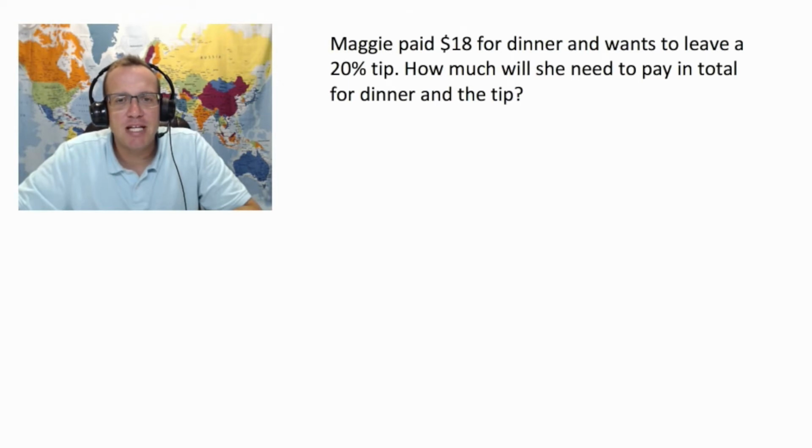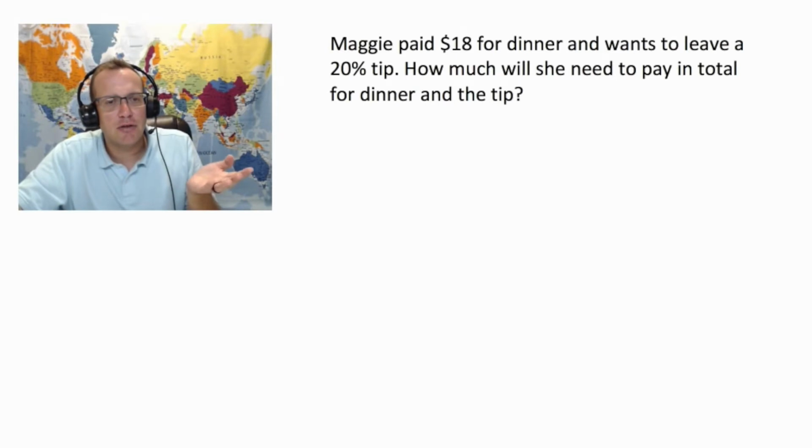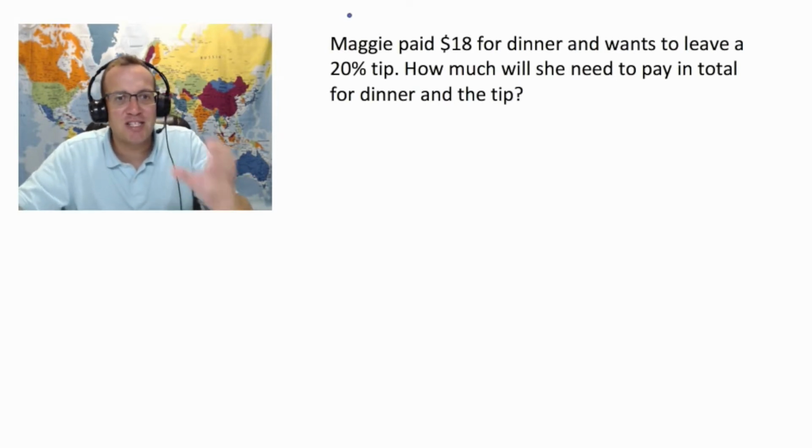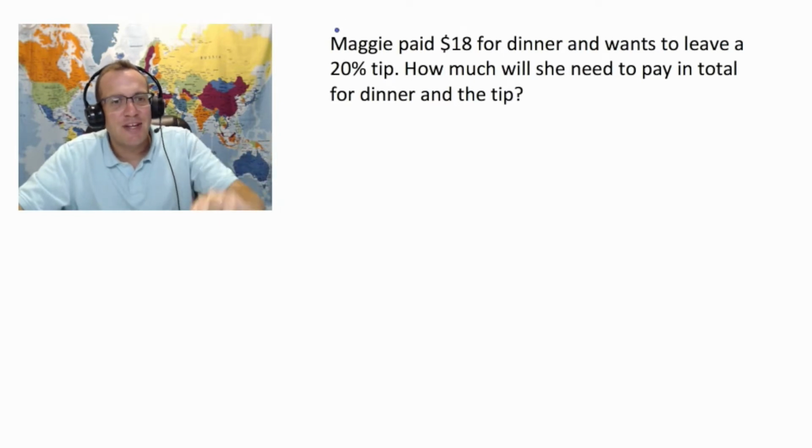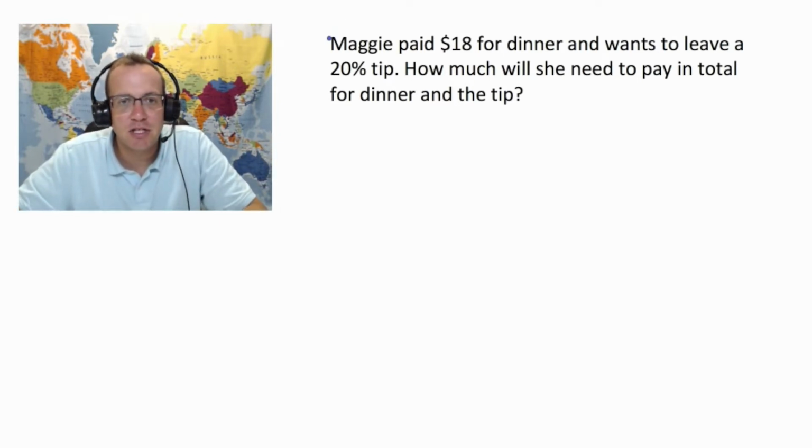Here, Maggie paid $18 for dinner and wants to leave a 20% tip. Okay, so how much will she need to pay in total for dinner and the tip? Well, the best way I know how to do these problems is to go ahead and find the tip first, and then we add that back on to our meal. That's if we're doing it by hand and not using a calculator.